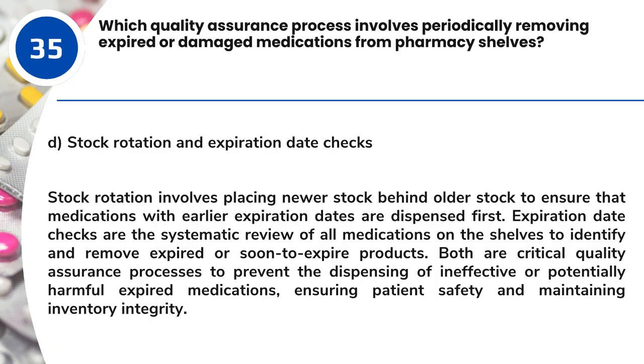Stock rotation involves placing newer stock behind older stock to ensure that medications with earlier expiration dates are dispensed first. Expiration date checks are the systematic review of all medications on the shelves to identify and remove expired or soon-to-expire products. Both are critical quality assurance processes to prevent the dispensing of ineffective or potentially harmful expired medications, ensuring patient safety and maintaining inventory integrity.